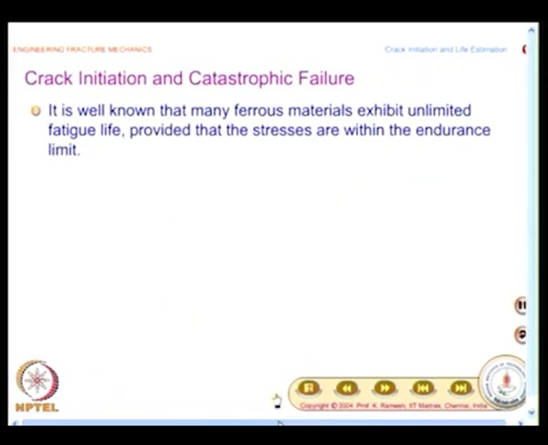And you will also have to note about crack initiation. It is a very important phase. In fact, if you look at many ferrous materials, they exhibit unlimited fatigue life provided that the stresses are within the endurance limit. You will have to keep in mind, once you have a crack, how the crack would grow by fatigue is well represented by Paris law.